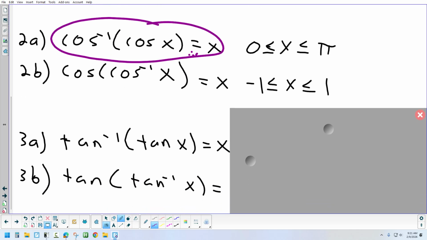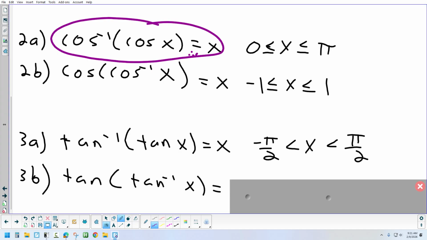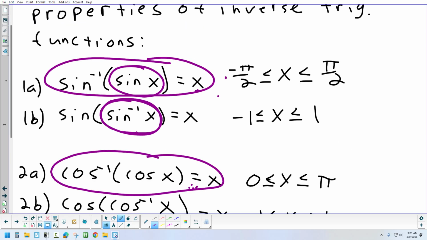And formula 3a and 3b. Under what conditions do you think the top formula would work? Between, but not including -pi over 2 and pi over 2. Yes. So notice there is a little bit of a difference how I wrote the restriction. I didn't put the equal to under the less than signs, where in sine, I did.